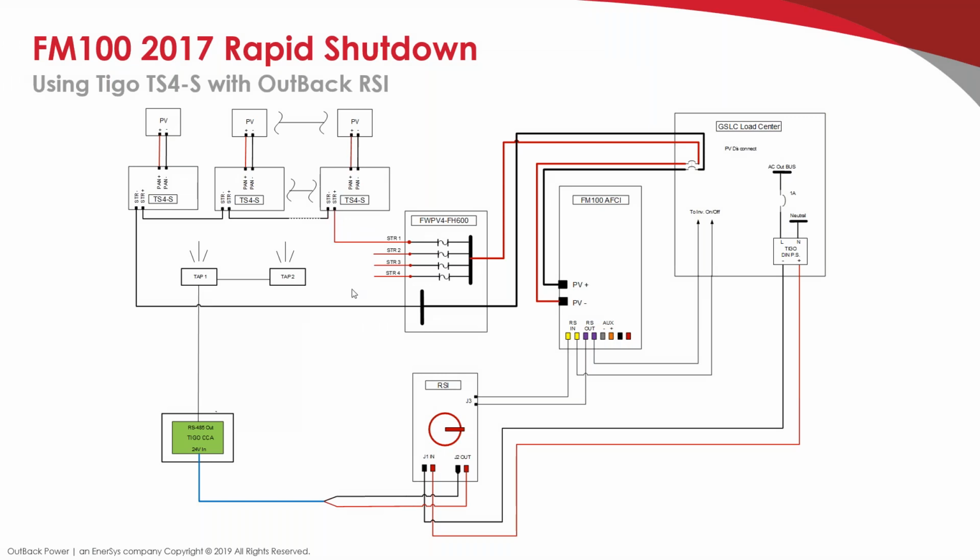And so what you notice is the only difference between the previous generation and this generation is that this generation, where we need these module-level rapid shutdown devices, we don't need any special components inside of the combiner because it's all built into the charge controller now, making the installation a lot more cost effective and straightforward.